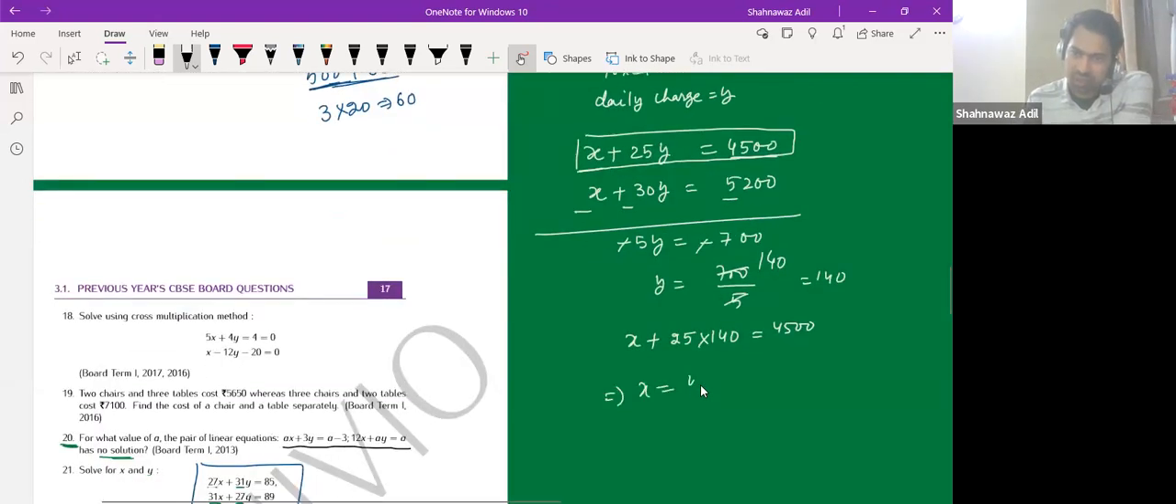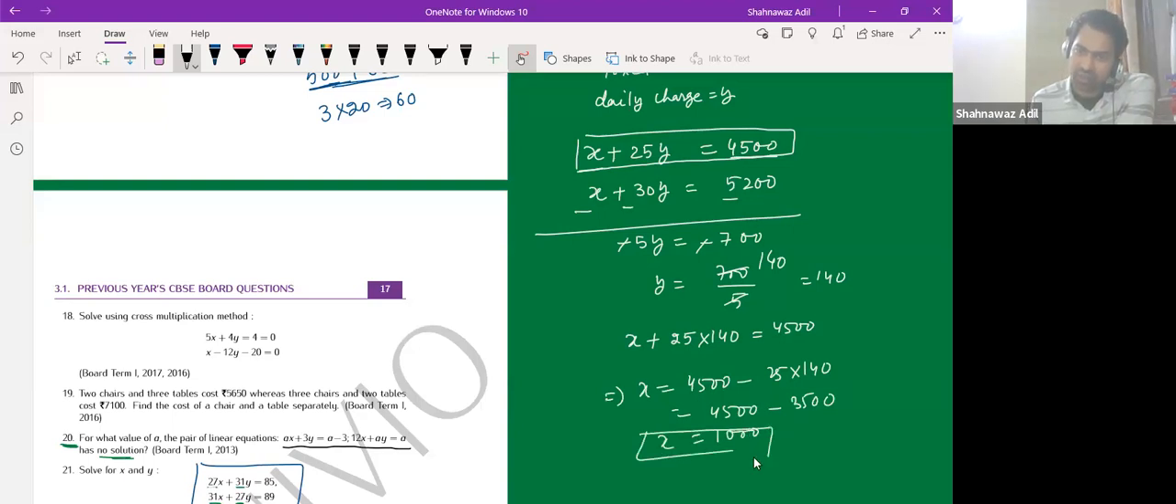So x is 4500 minus 25 into 140. So this is how much? 4500 minus 3500, which is 1000. These are the two values. So this one is the fixed price, and this one is the daily charge. Is that clear, Amina? Yes, sir. Amar, what about you? Is that clear?